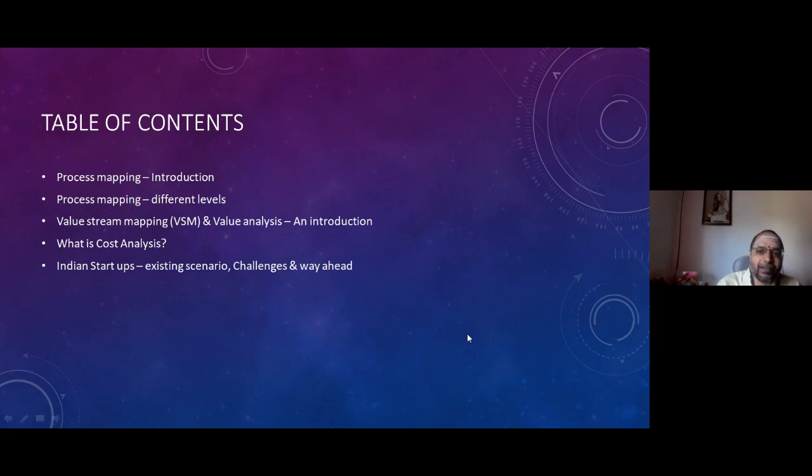We will go through the theoretical part first, a warm up, and then get into two practical examples which I have created to discuss this issue. So what will we be covering? What is process mapping? Different levels of process mapping. What is value stream mapping and value analysis? What is cost analysis? And then what is the scenario vis-a-vis Indian startups and the way ahead? So the startup and MSME portion comes at the end. Obviously, at the end of this session, hopefully the link between process mapping, value analysis and cost analysis and the relevance to Indian startups would be obvious.